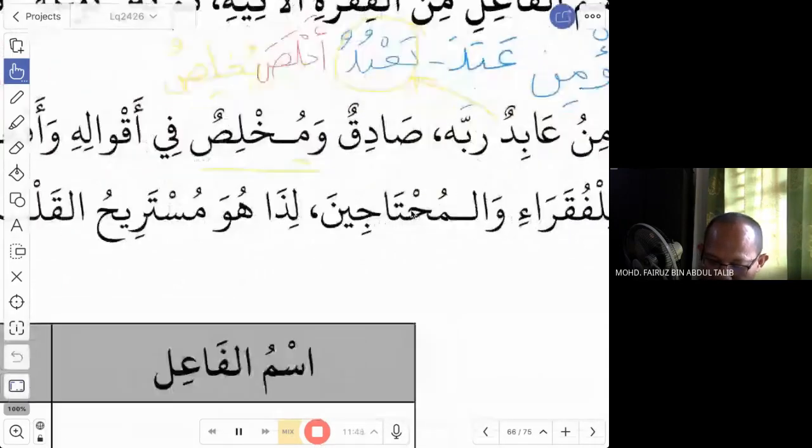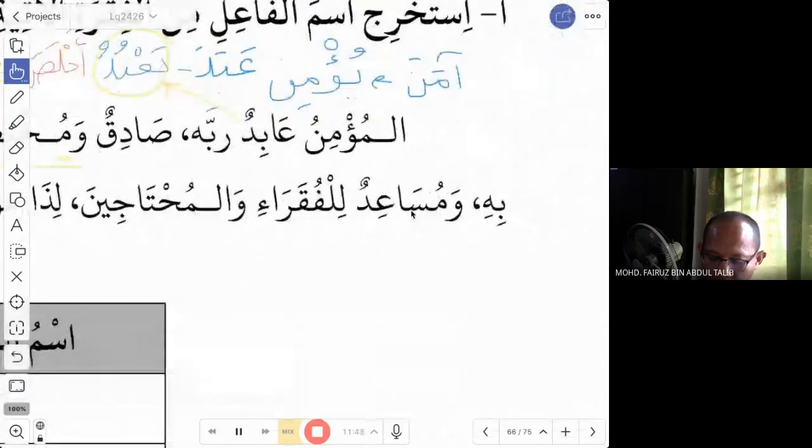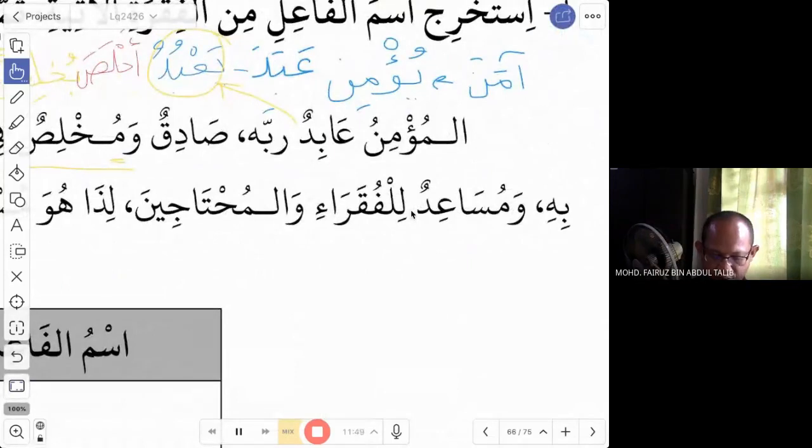Okay, what else? Amarallahu bihi. This is connected to the previous word. It means what Allah asked him to do with it. Okay, the next word. Wa musa'idun lil fuqara'i wal muhtajin.